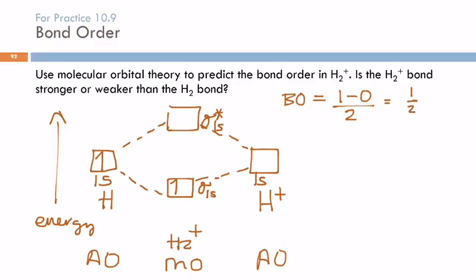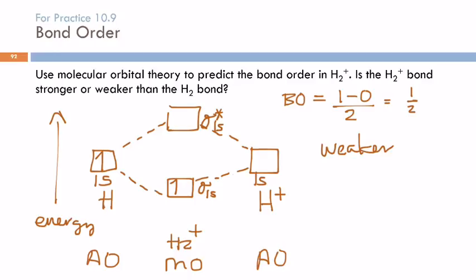Why is it weaker? Because you have fewer electrons in bonding orbitals. Here there's only 1 electron in the bonding orbital, whereas in H2 molecule there's 2 electrons in the bonding orbital. So if you think of electrons in the bonding orbital as pulling together and electrons in the antibonding orbital as pushing apart, here I've got one person pulling together. In the H2 molecule, I've got two people pulling together, and it's going to be a stronger bond.